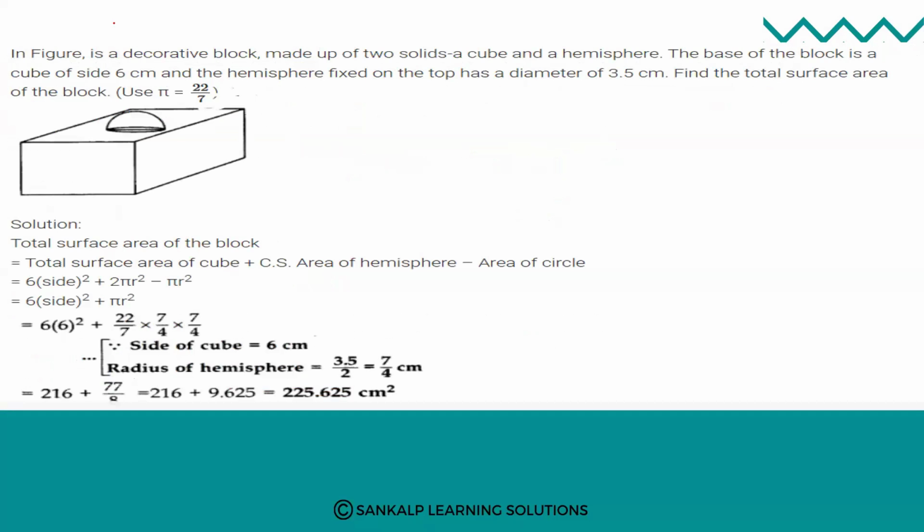Next, in the figure is a decorative block made up of two solids, a cube and a hemisphere. The base of the block is a cube of side 6 centimeter and the hemisphere fixed on the top has diameter of 3.5 centimeter. Find the total surface area of the block. Okay. So here total surface area of the block we need to find out. For that, total surface area of the cube plus curved surface area of the hemisphere minus area of the circle. So here one hole is there. In that hole, one hemisphere is surmounted. For that, we need to subtract the area of the circle.